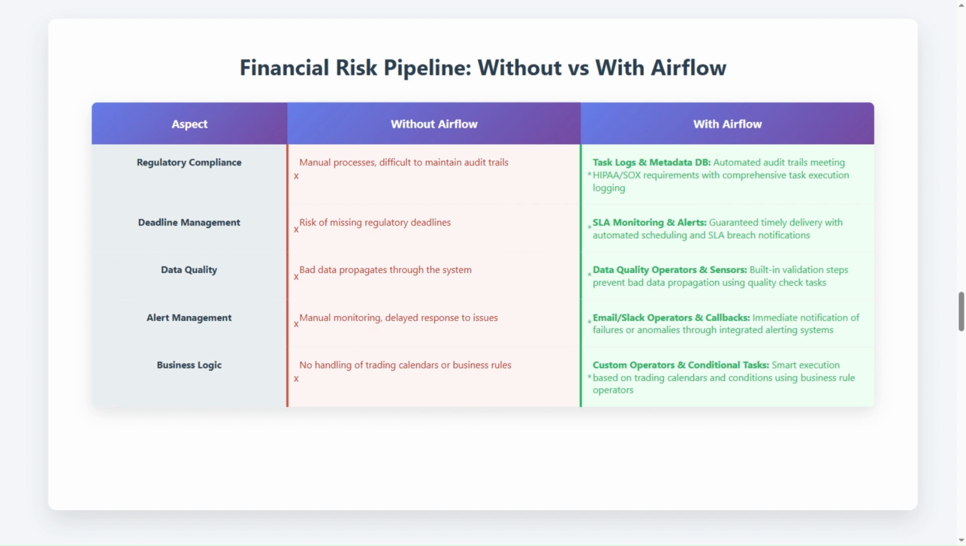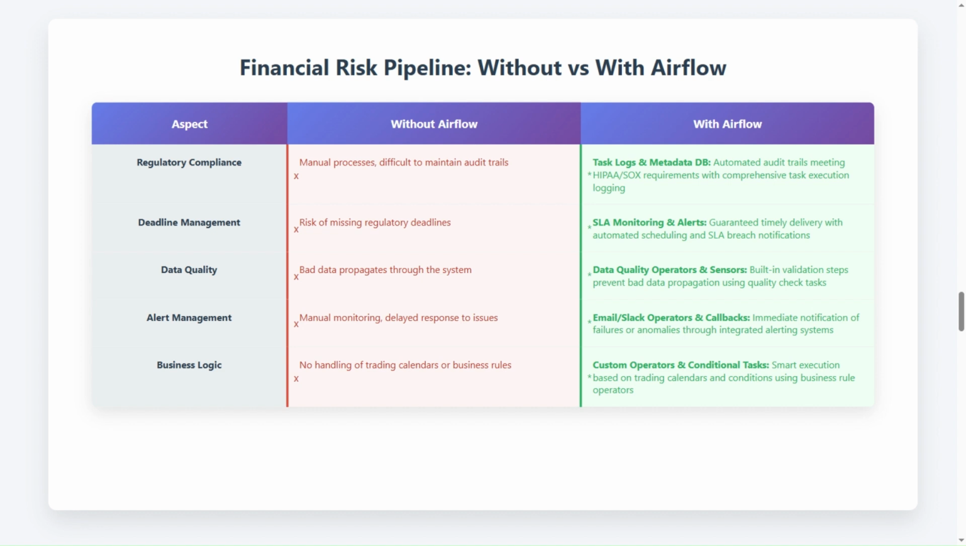Here's how Airflow revolutionizes financial operations. Financial risk pipeline. Without versus with Airflow. Regulatory compliance. Without Airflow, you have manual processes, difficult to maintain audit trails. With Airflow, you get automated audit trails meeting HIPAA/SOX requirements. This is provided by Airflow's comprehensive logging system and task instance tracking that records every execution detail with timestamps and user information. Deadline management. Without Airflow, there's risk of missing regulatory deadlines.